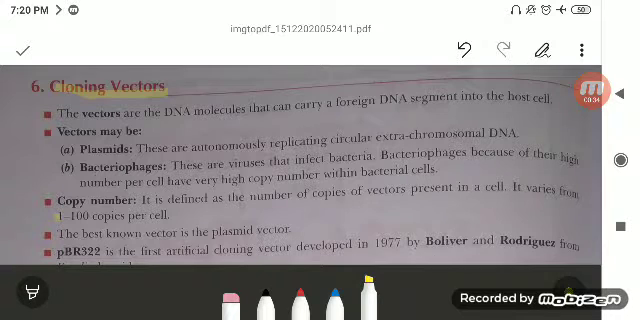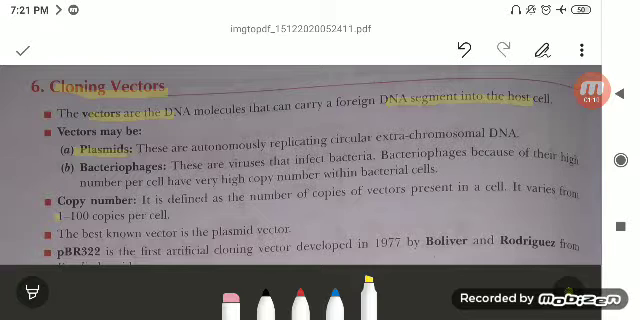What are vectors? Vectors are the DNA molecules that carry the foreign DNA segment, the desirable DNA segment, into the host cell. They are also known as vehicle DNAs or passenger DNAs. The vectors may be plasmids. What are plasmids? These are autonomously replicating circular extrachromosomal DNA present in the prokaryotic cell, or in bacteria.